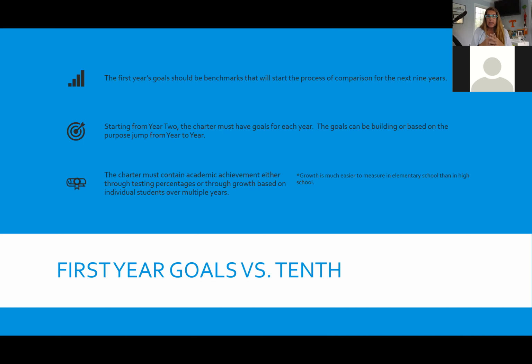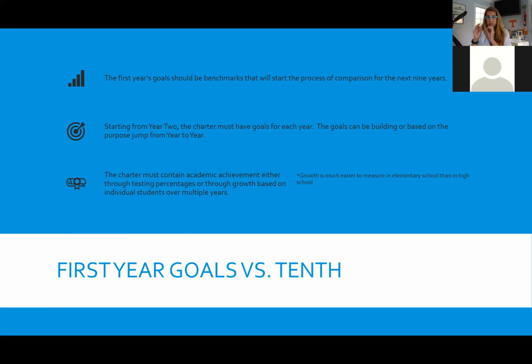The charter must contain academic achievement, either through testing percentages or through growth based on individual students over multiple years. Growth is much easier to measure in elementary schools than it is in high schools, because when you're looking at growth and they're taking the same subjects every year and they're taking the state test every year, or you're giving them a formative assessment every year and it's measuring the same thing, that growth is really easy to see. When you get to high school, it's a whole different deal, right? Because that's not how testing works.